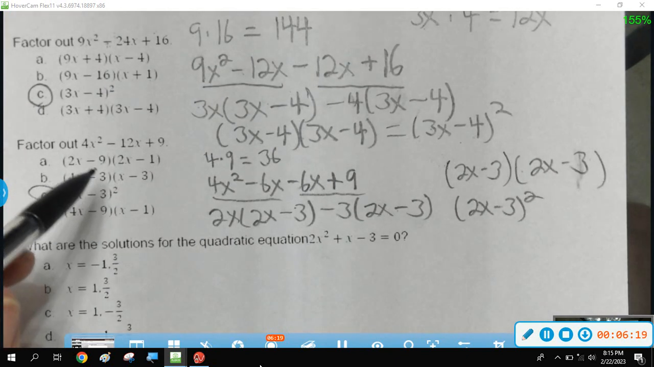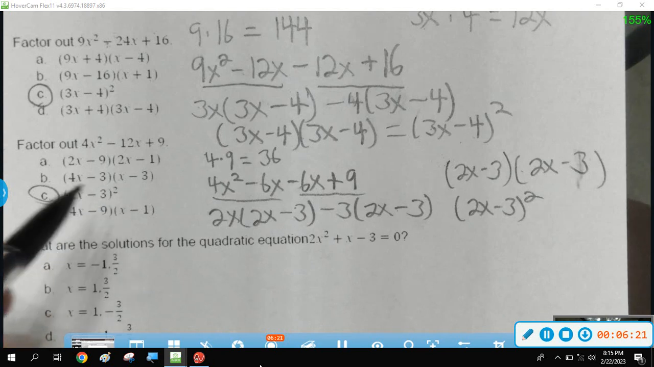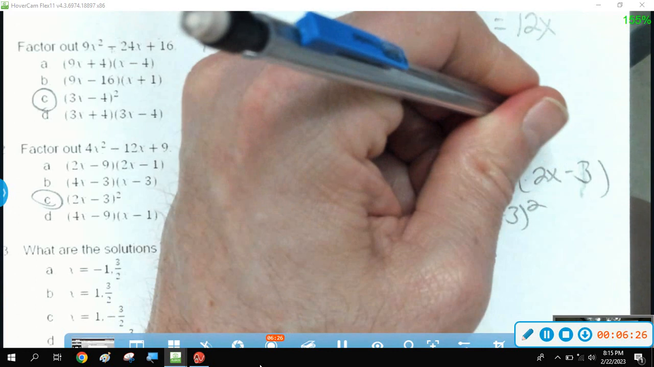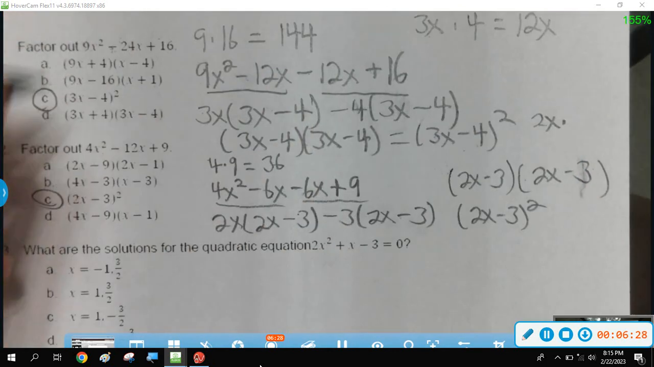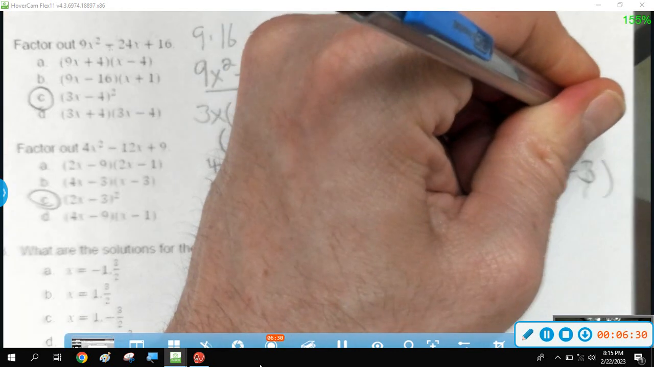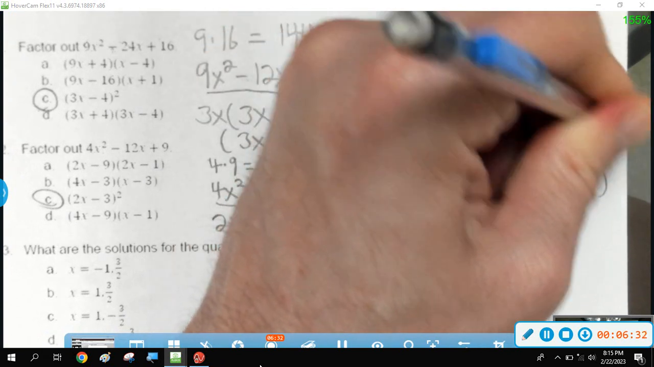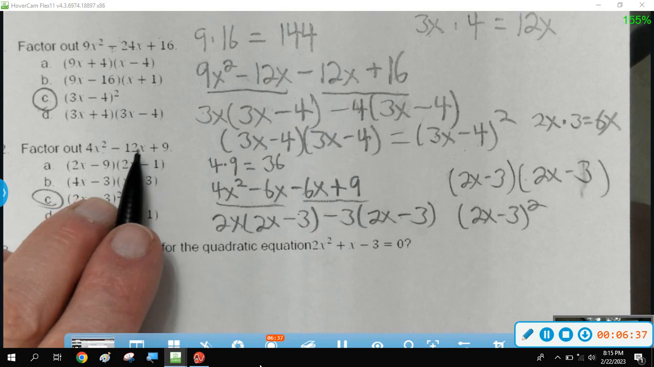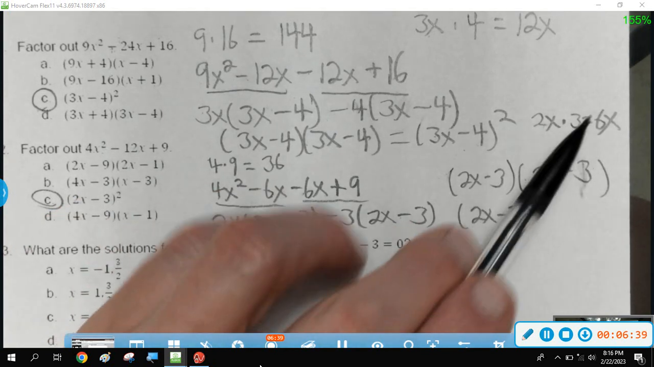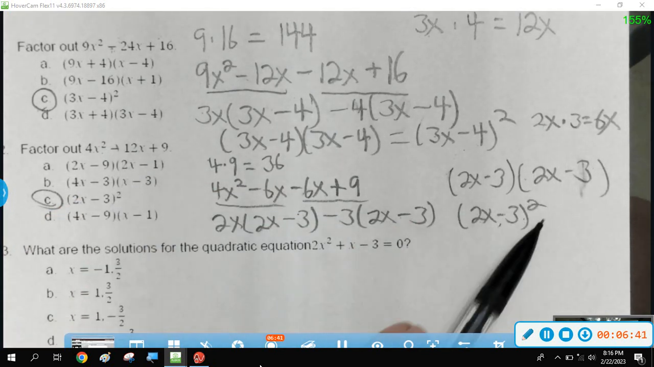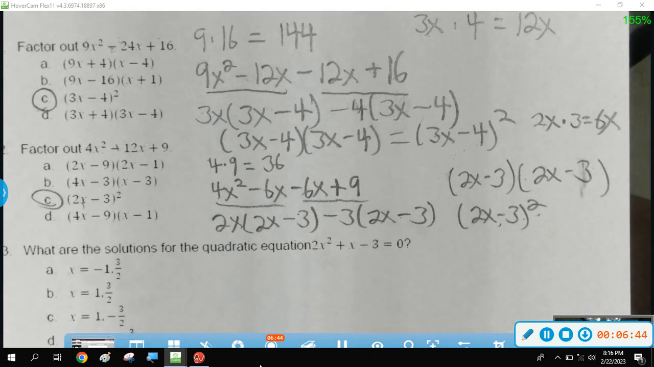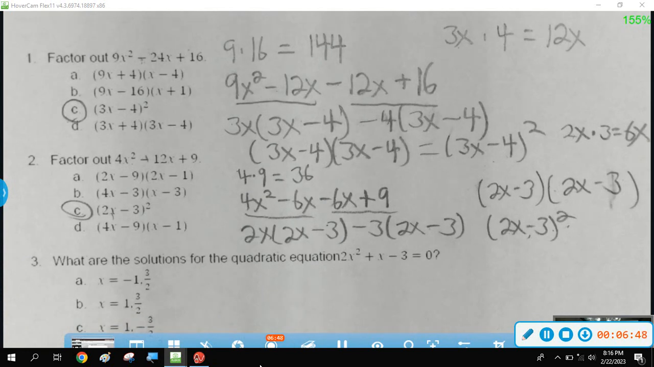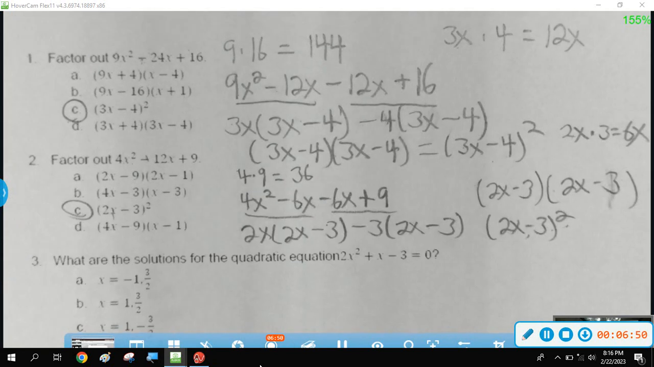Once again, if you recognize this as a perfect square trinomial, what can we do? Square root of 4x squared is 2x. The square root of 9 is 3. I multiply that out and get 6x. If I double that, I get 12x, which is exactly what I need in the middle. And so now this number goes here, this number goes here, separated by a minus, square it, answer. Much quicker if you recognize that perfect square trinomial as the pattern. But it could be done either way.